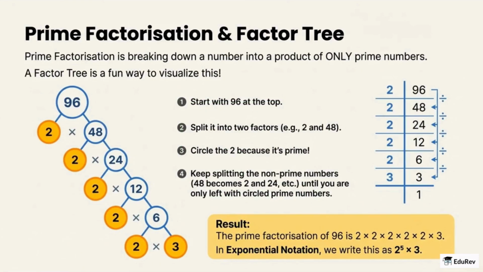Prime factorization is the process of breaking a number down into a product of primes. And a factor tree is a helpful visual tool for that. Start with your number, say 96. Then split it into two factors and keep splitting any composite factors until every branch ends in a prime. Once you have all the prime leaves, you can write the number as a product of primes, often expressed compactly in exponential notation like 2 to the 5 into 3, depending on the result.